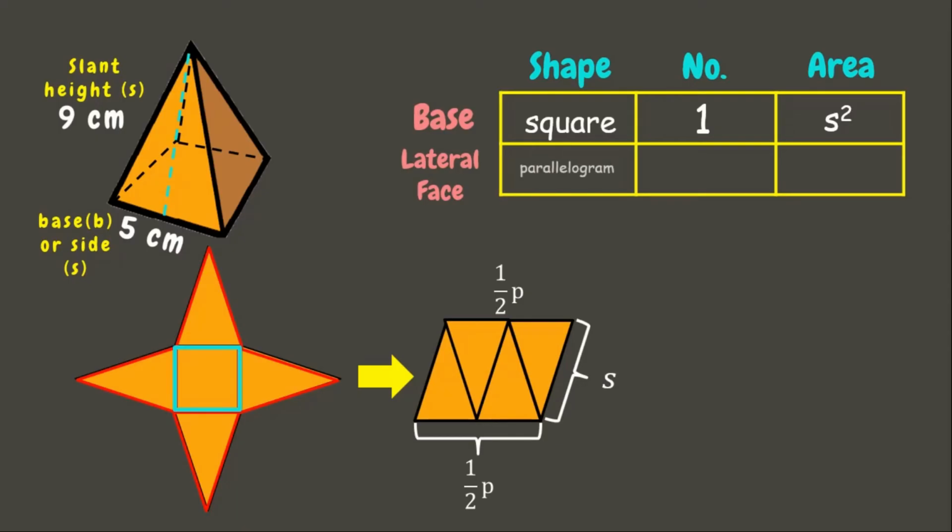Now, if we have one parallelogram as a lateral face, the formula for our area would be base times the height of the parallelogram, which is 1/2 of the perimeter times the slant height, or the perimeter of our base times the slant height divided by 2.